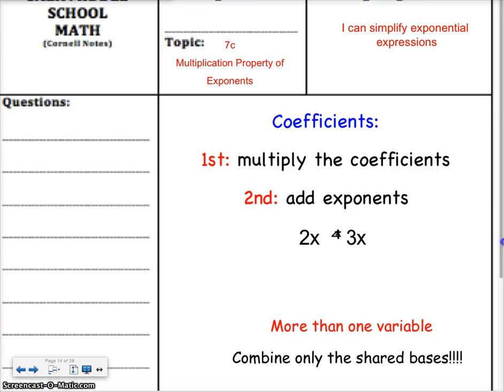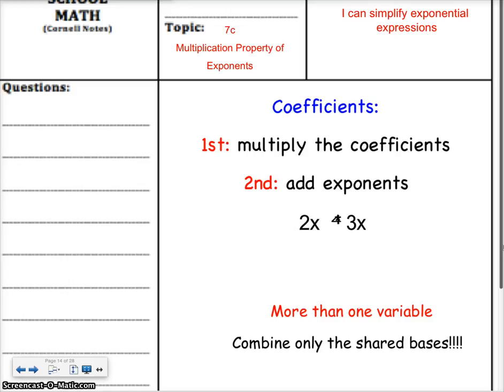Okay, and sometimes there's coefficients. Remember, a coefficient is a number in front, like 3x squared times 4x to the 5th. I have coefficients. I have numbers. You multiply the coefficients and just add the exponents.